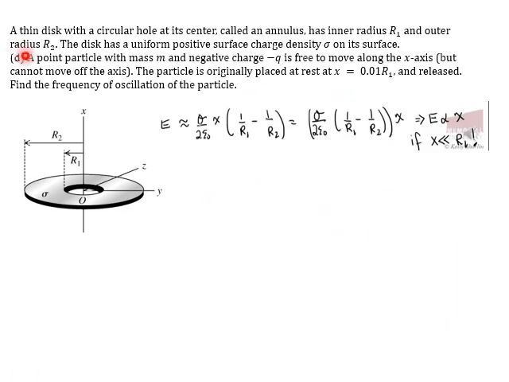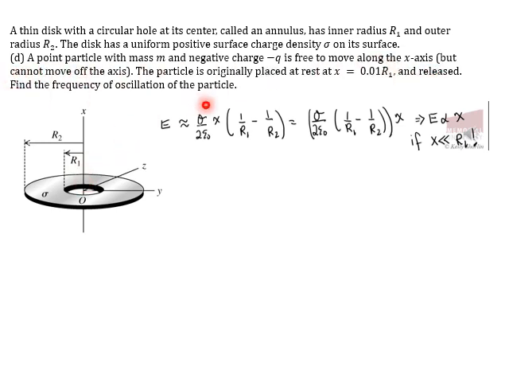This last question is pretty neat. It says a point particle with mass m and negative charge q is allowed to move along the x-axis, but it can't move off the x-axis, so it's constrained to stay along here. The particle is originally placed at rest at x equals 0.01 times r1. So this is telling us at a position where x is a lot smaller than r1. So it's placed right about here somewhere and released.